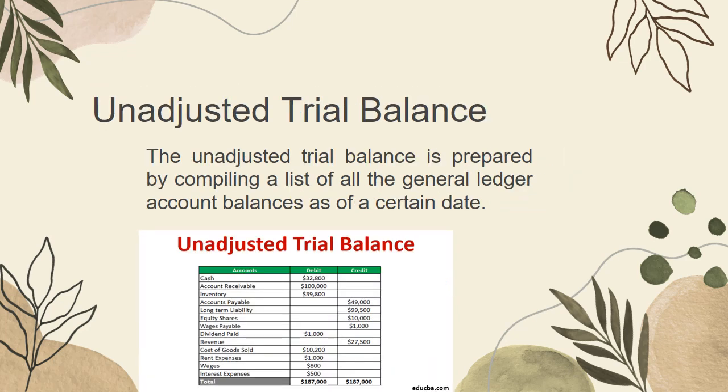Next is the adjusted trial balance. It is prepared by compiling a list of all general ledger account balances as of a certain date. So, a trial balance tells the company its unadjusted balances in each account. It is a bookkeeping worksheet in which the balances of all the ledgers are compiled into debit and credit account column totals that are equal.